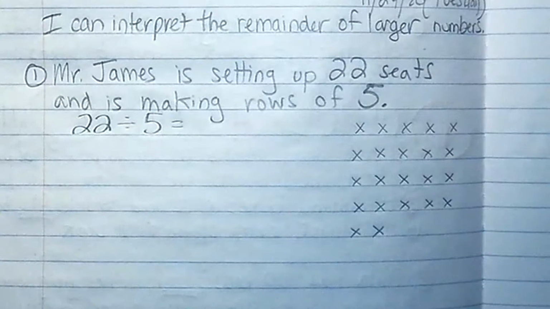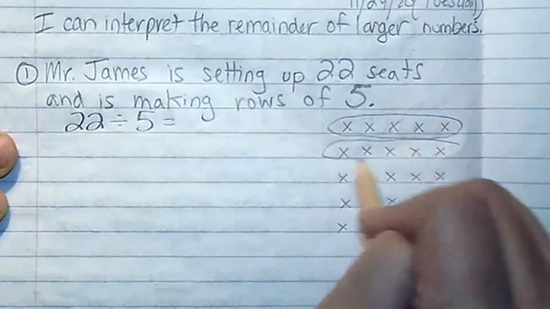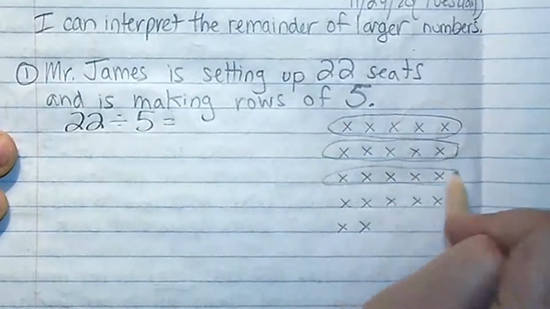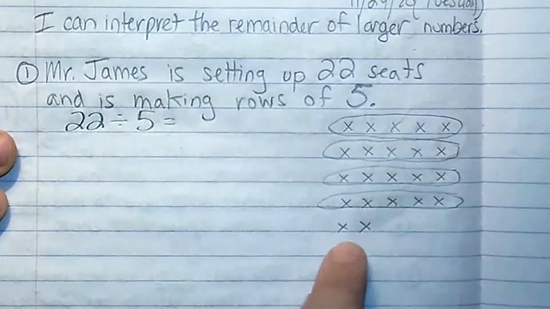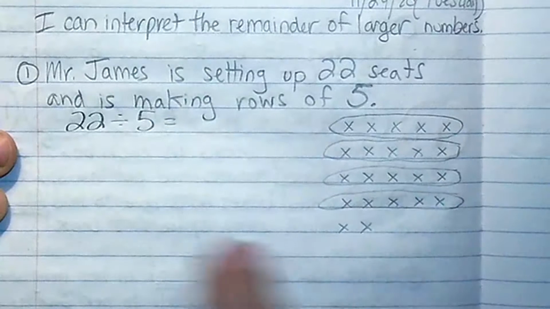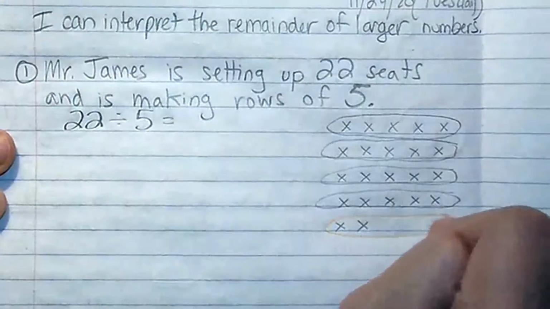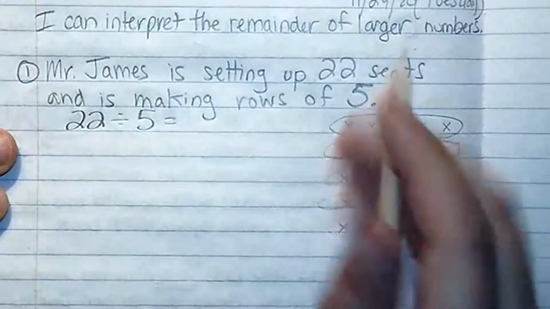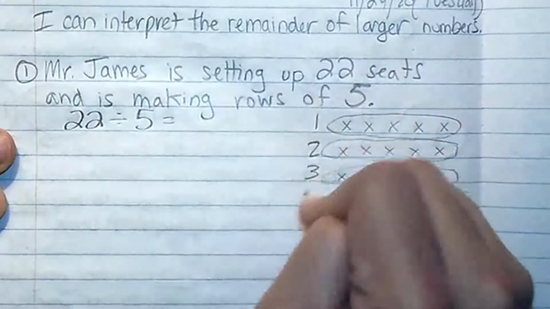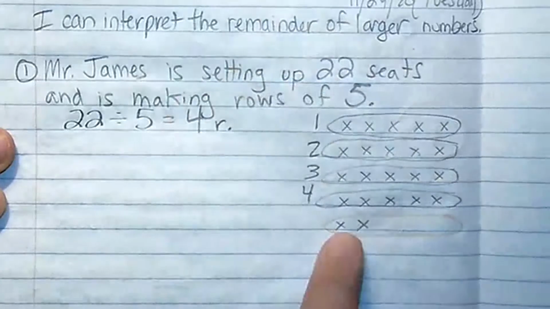So let's see how many rows we have. 1, 2, 3, 4. Do we tell these two people they have to get out? No. We're just going to need a new row for them, right? Okay. So 22 divided by 5 equals 4 whole groups, with a remainder of 2.